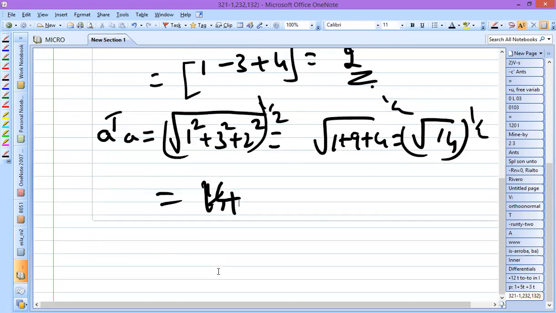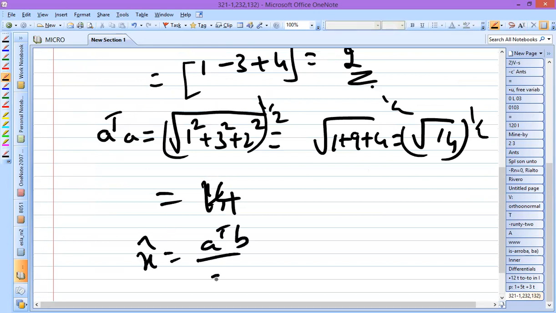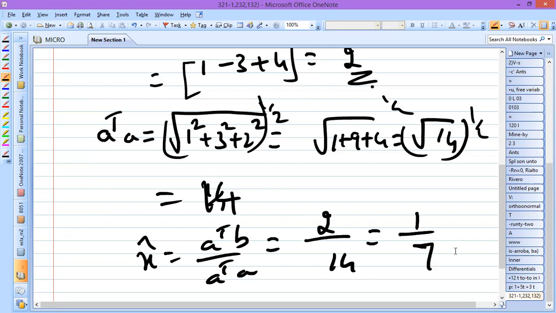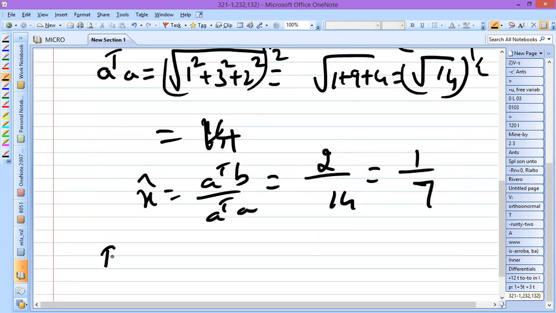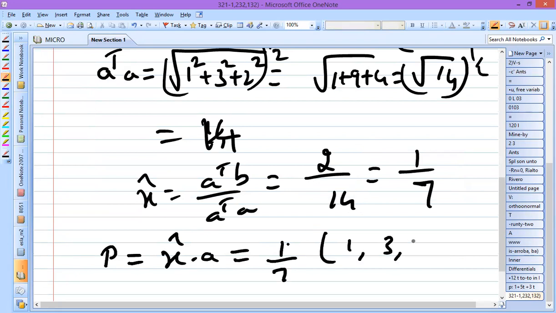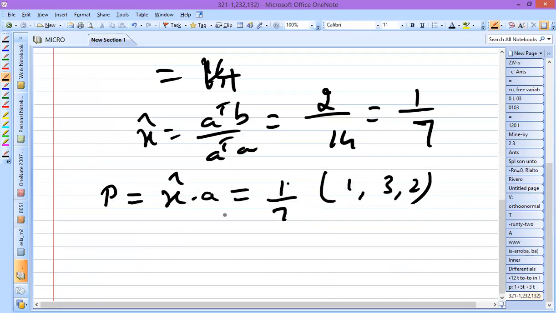So substituting this in the equation for X, A transpose B by A transpose A. A transpose B was obtained as 2 and A transpose A is 14, which is equal to 1 by 7. Once you get this, we can write the projection P as X vector into A. X vector is 1 by 7, A is 1, 3, 2. Now multiply each element by 1 by 7. So here we get the answer as 1 by 7, 3 by 7, 2 by 7.